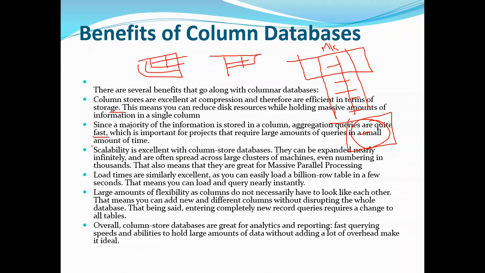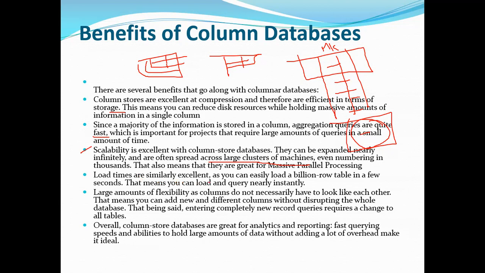Next, scalability. Scalability means the column store can be expanded nearly infinitely and often spread across large clusters of machines with massive parallel processing. For example, if I want to find SEM 1, SEM 2, SEM 3 marks of different subjects, I can find computers, math, physics, and chemistry marks individually and total them. Why? Because in the column value database, every row is differentiated by its columns. So additions and aggregations can be performed very easily.